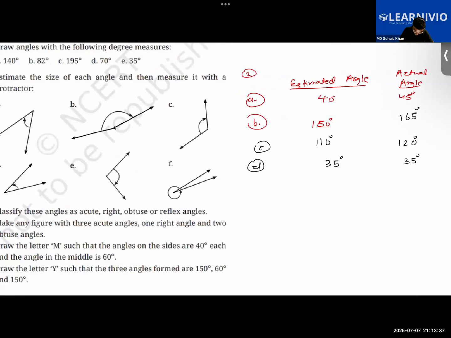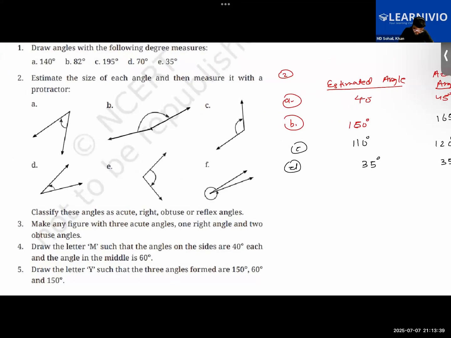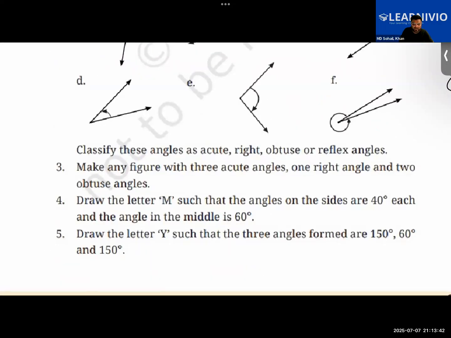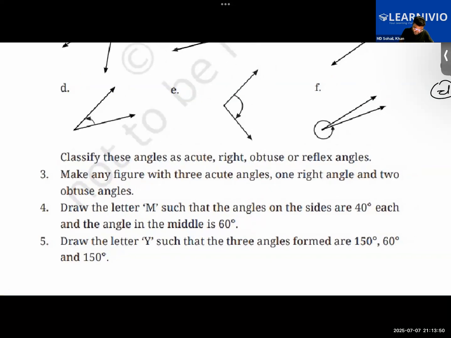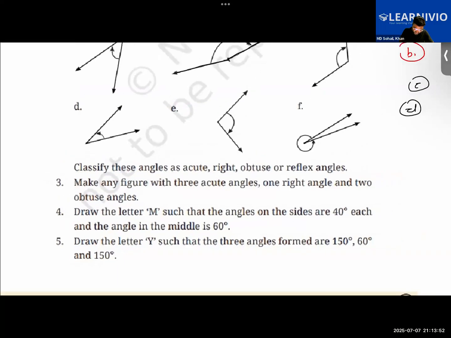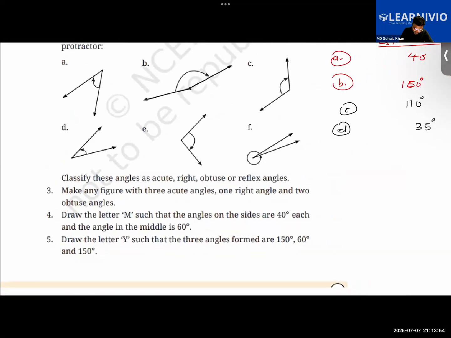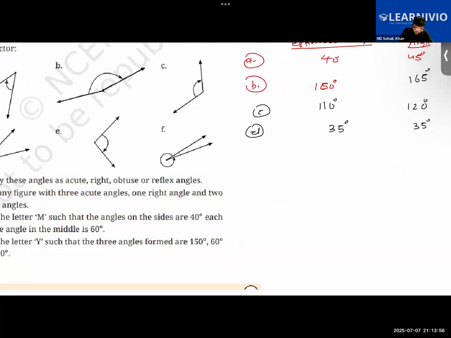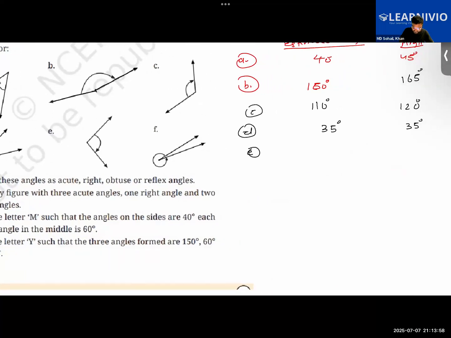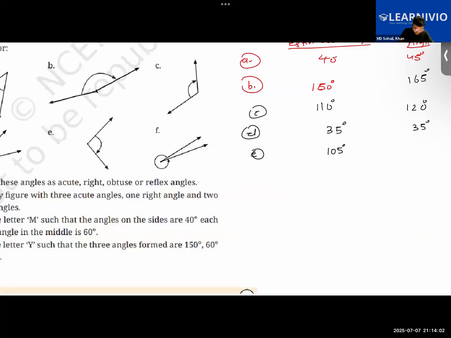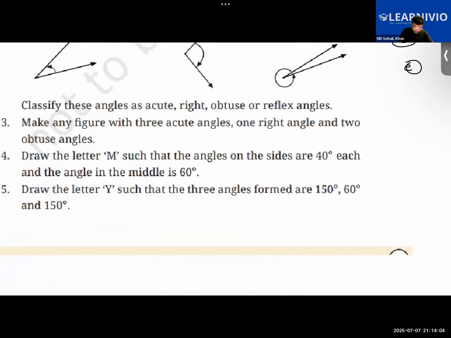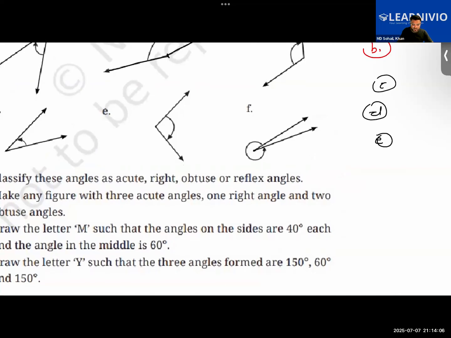Perfect. Question number E. How much could this be? Maybe 100 degrees. 115? No, not that much. It should be close to 100, for question number E, close to 105. Okay, let's say 105. Now measure it. It's 100, no, it's 99.